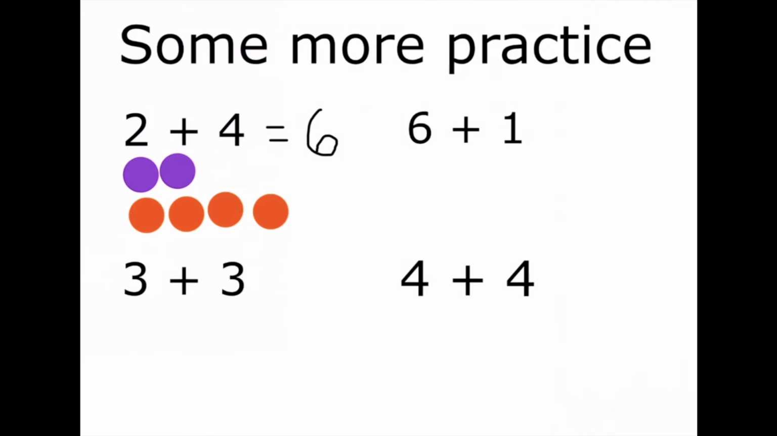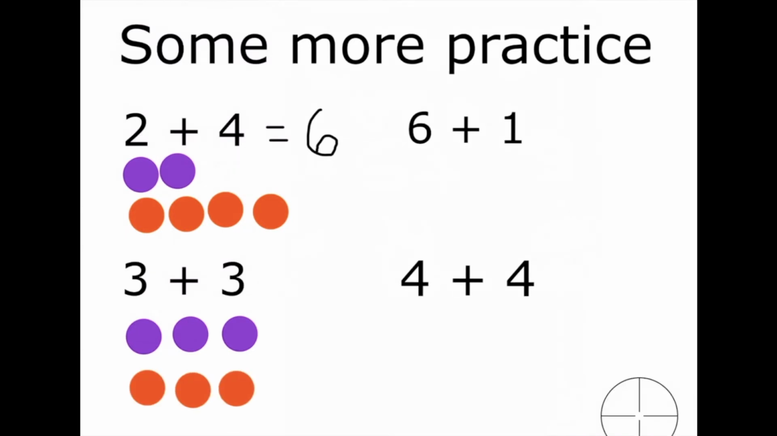Let's solve the next equation, 3 plus 3. Let's start by drawing out 3 purple counters for the value of 3 and 3 orange counters for the value of 3. Now we can count the whole number of counters that we have, and we know that we have 6 counters again because 3 plus 3 is 6.